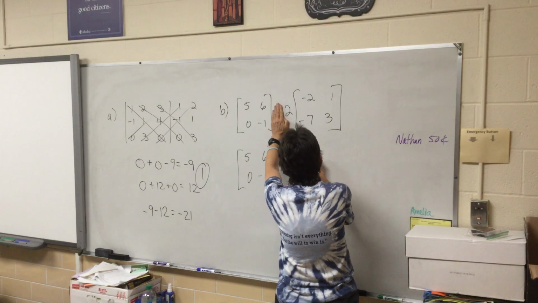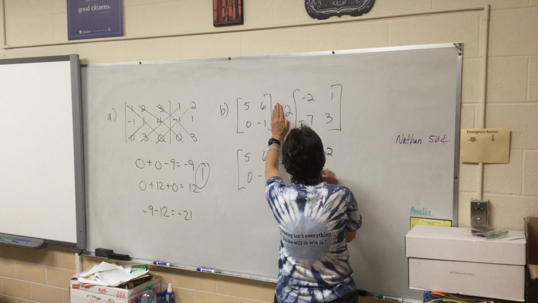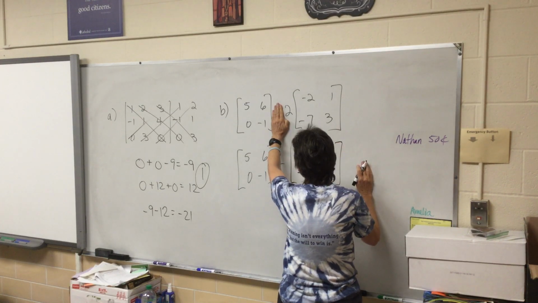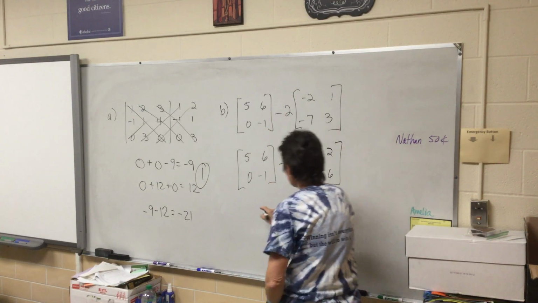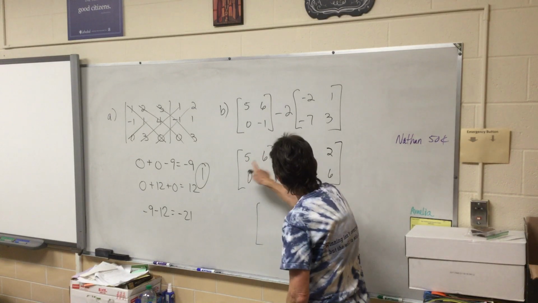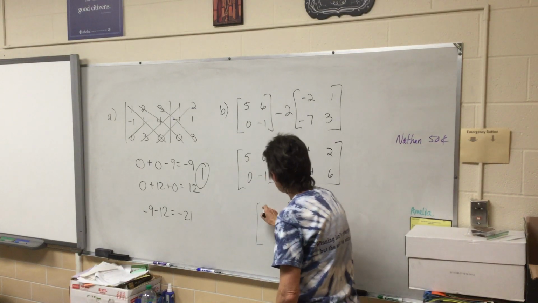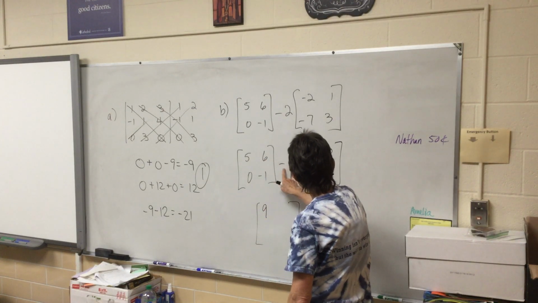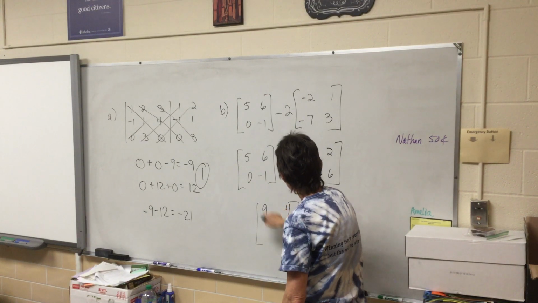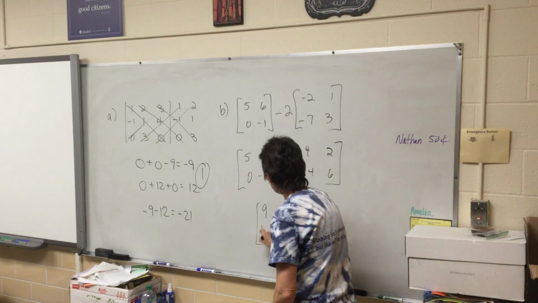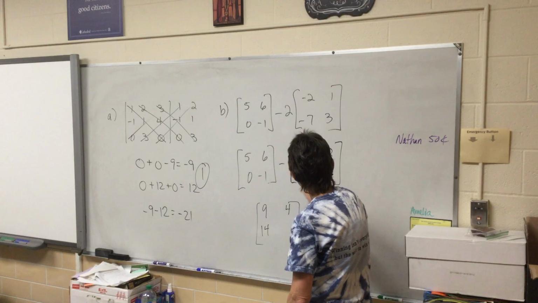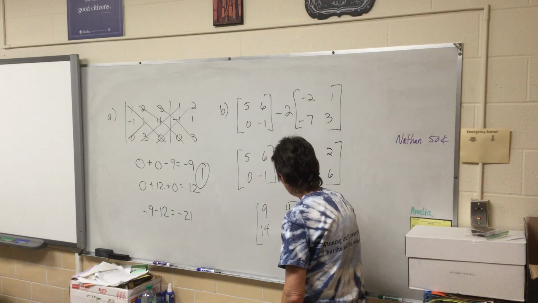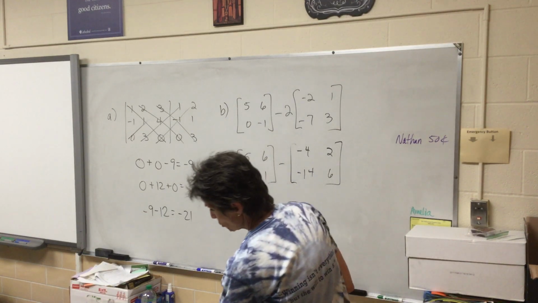So I have negative 4, 2, negative 14, 6. But now I'm going to subtract those. So 5 minus negative 4, 6 minus 2, 0 minus negative 14, negative 1 minus 6. There is the answer to the question.